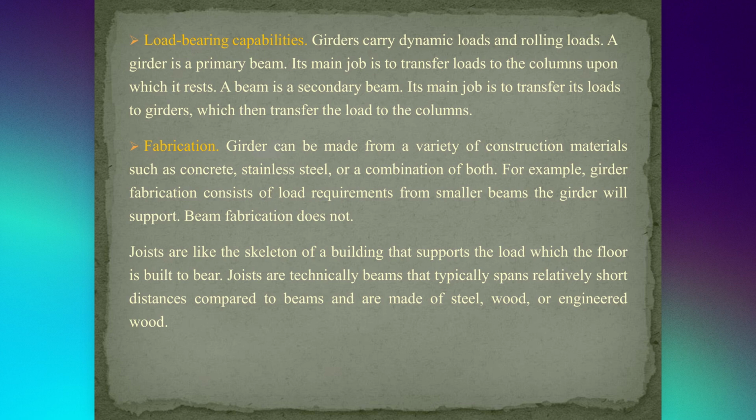Fabrication: a girder can be made from a variety of construction materials, such as concrete, stainless steel, or a combination of both. For example, girder fabrication takes into account load requirements from the smaller beams the girder will support. Beam fabrication does not. Joists are like the skeleton of a building that supports the load which the floor is built to bear. Joists are technically beams that typically span relatively short distances compared to beams and are made of steel, wood, or engineered wood.